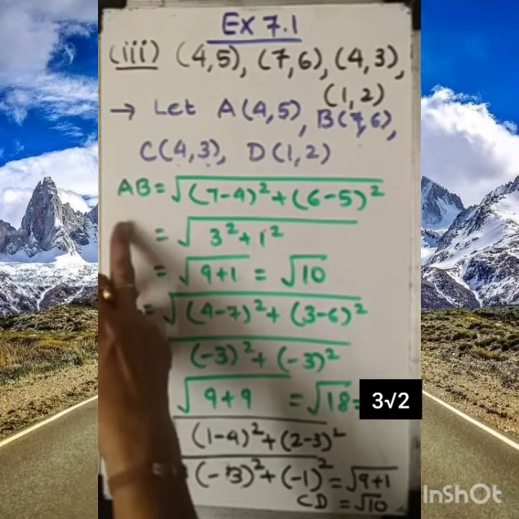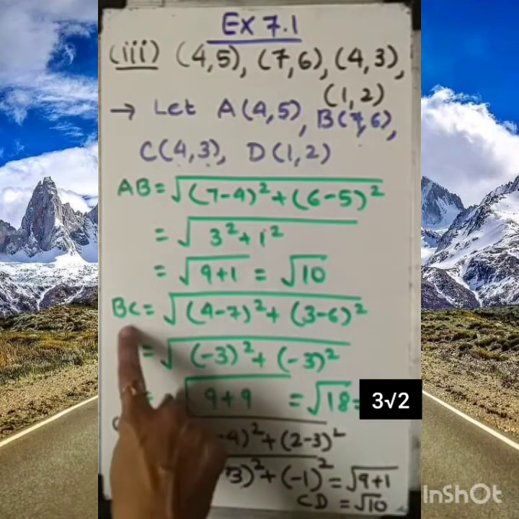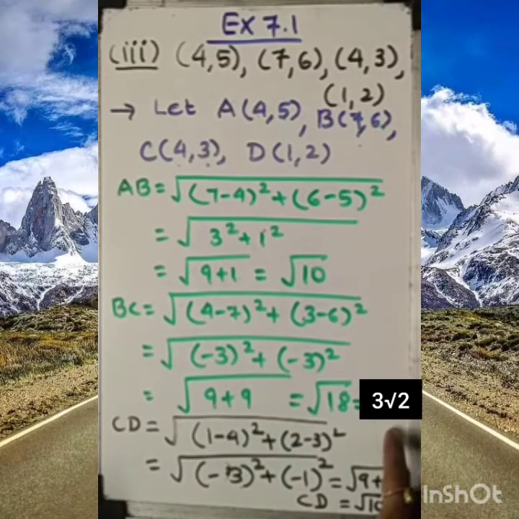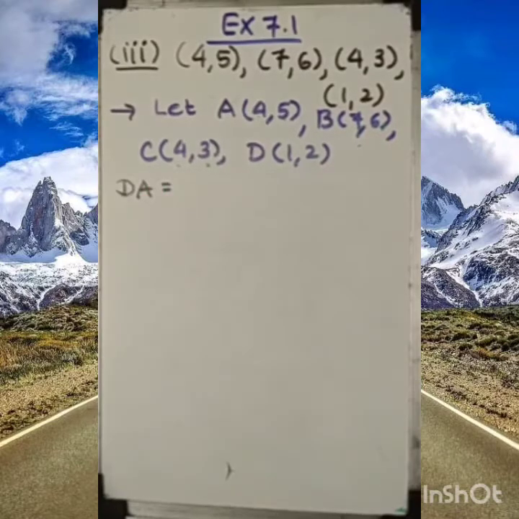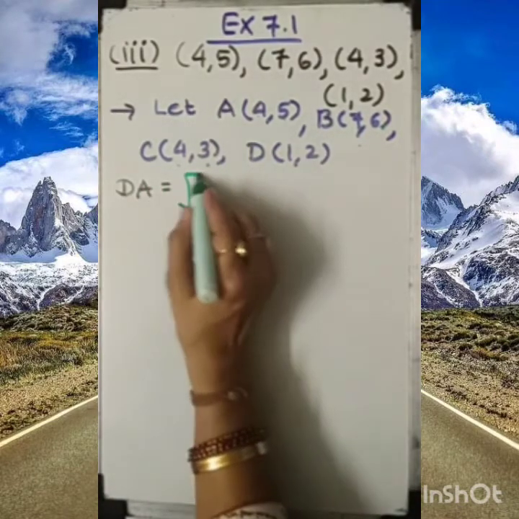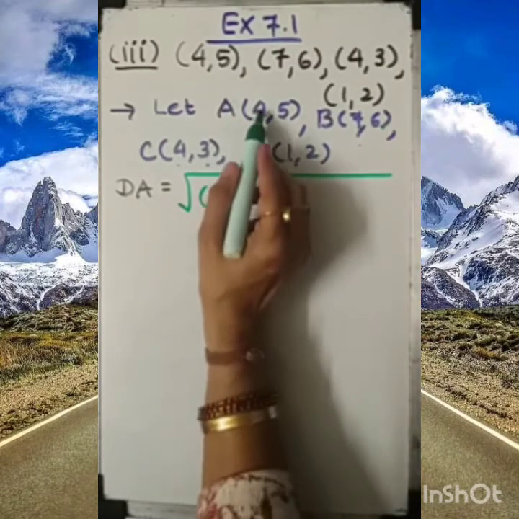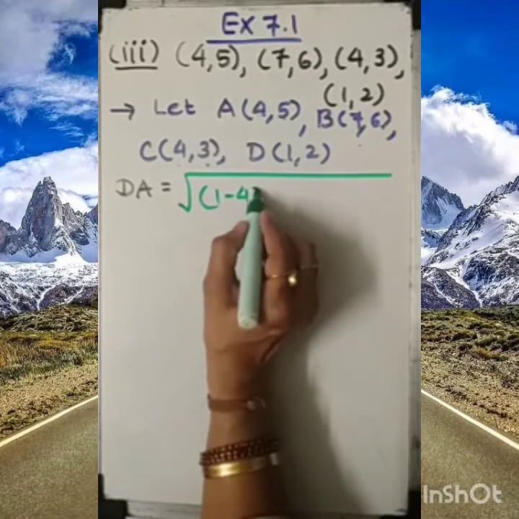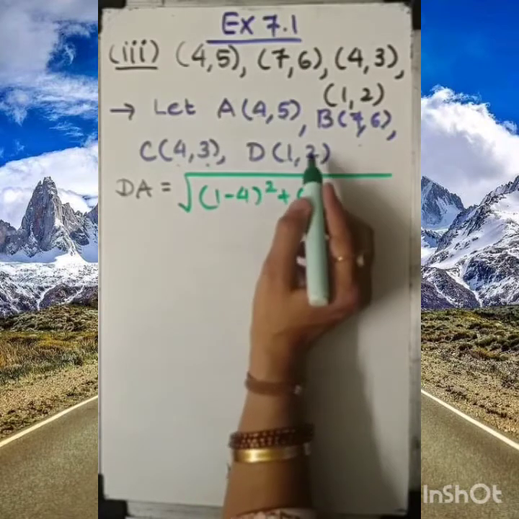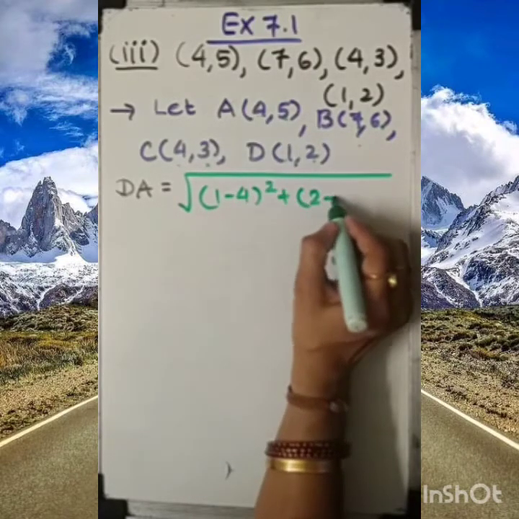AB is under root 10. BC is 2 root 3. CD is under root 10. Now we will go with the last, DA. Let's see what it is coming. Now dear student, let's find the fourth side DA, that is the distance between D and A. So it is 1 minus 4 whole square. Agree? Then 2 minus 5 whole square.